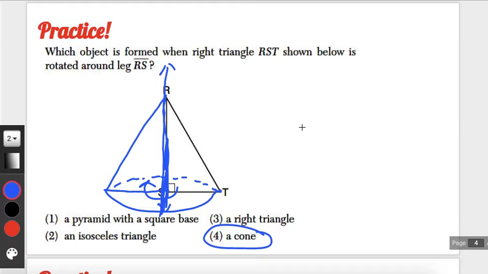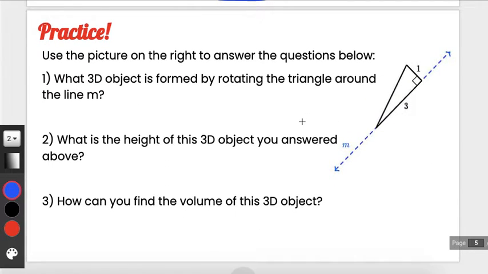Okay, now let's check the second question. We are going to use the picture on the right to answer the question. First, what 3D object is formed by rotating this right triangle around the line M? As you can see, the line M is on the same line as one of the legs, which is 3. So we know it's going to be a cone. Let's quickly draw this cone. I just draw another half of this triangle, and then we add something on the bottom, so we know it's going to be a cone, right?